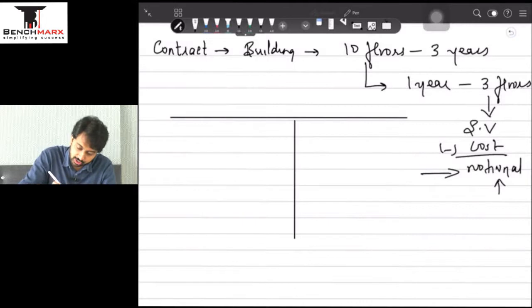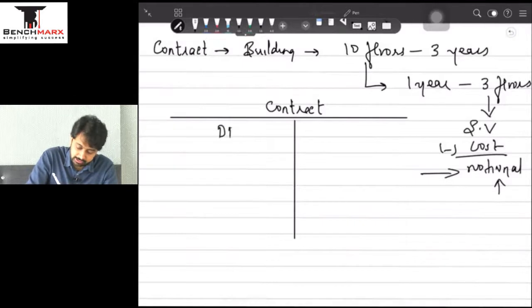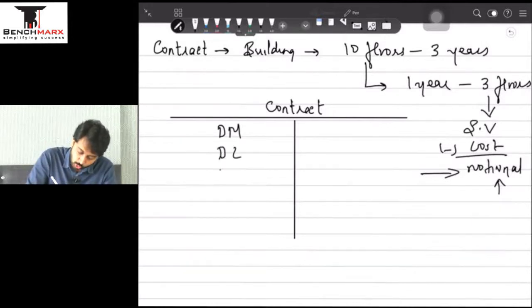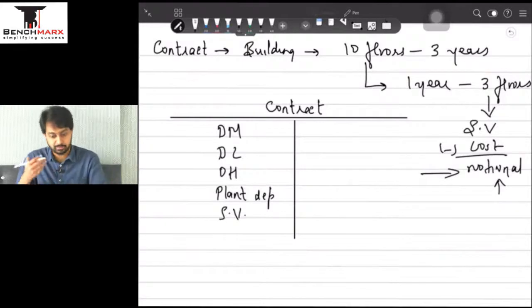This is how the contract account is prepared, and these are a couple of things that come in the contract account. We normally start from direct material. जो भी इस साइट के materials है वही साइट के खर्चे यहाँ पे आएंगे, because we are finding this contract's profit. Direct labor will also come, overheads will also come. कोई भी plant है जिसका depreciation है that will also come. Any supervisor who is supervising this contract उसका खर्चा भी यहाँ पे आएगा.